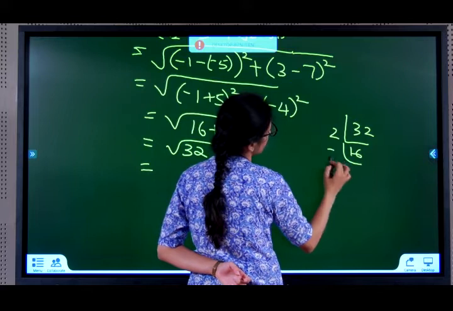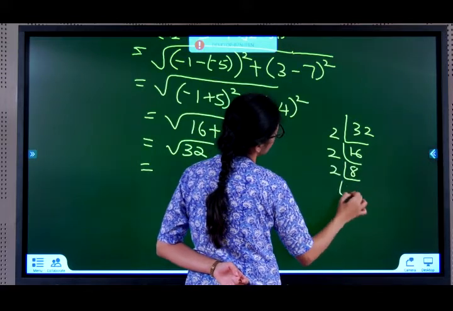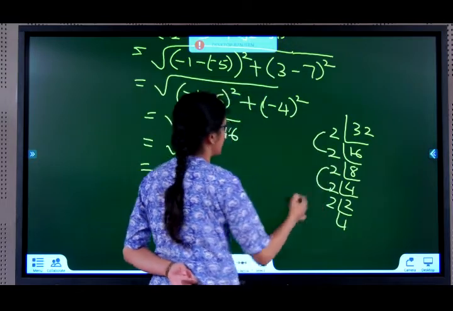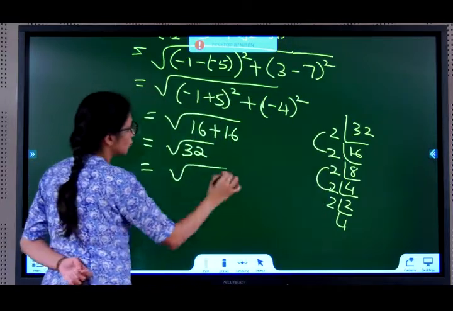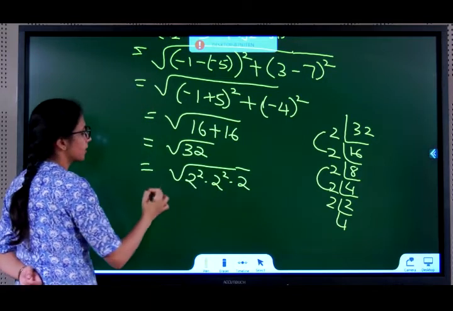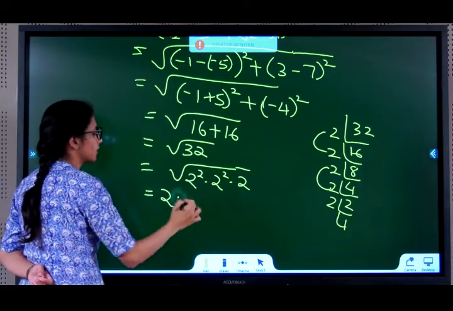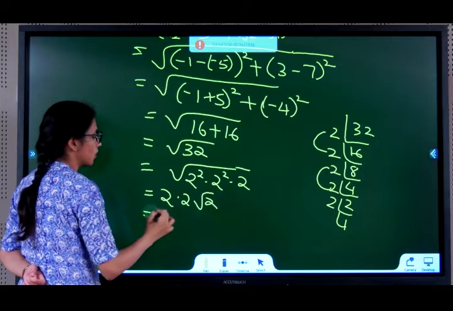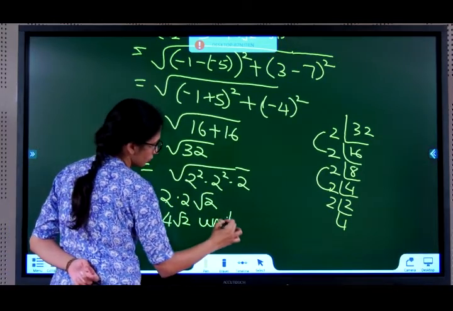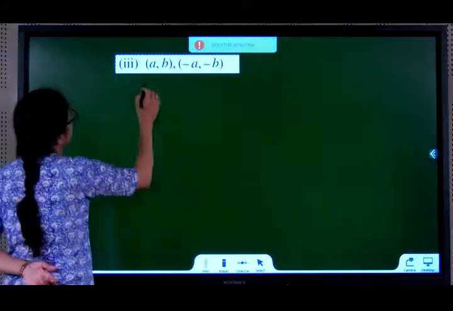2 16s are, 2 8s are, 2 4s are, 2 2s are, 2 1s are. Group in pairs. So, it becomes root of 2 square into 2 square into 2. 2 square comes out 2, 2 square comes out 2, root 2. 2 2s are 4. 4 root 2 units. Next question.